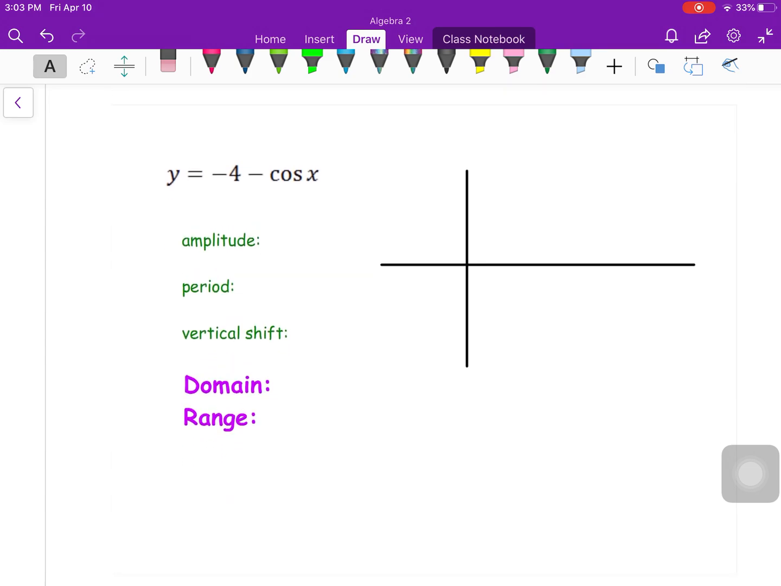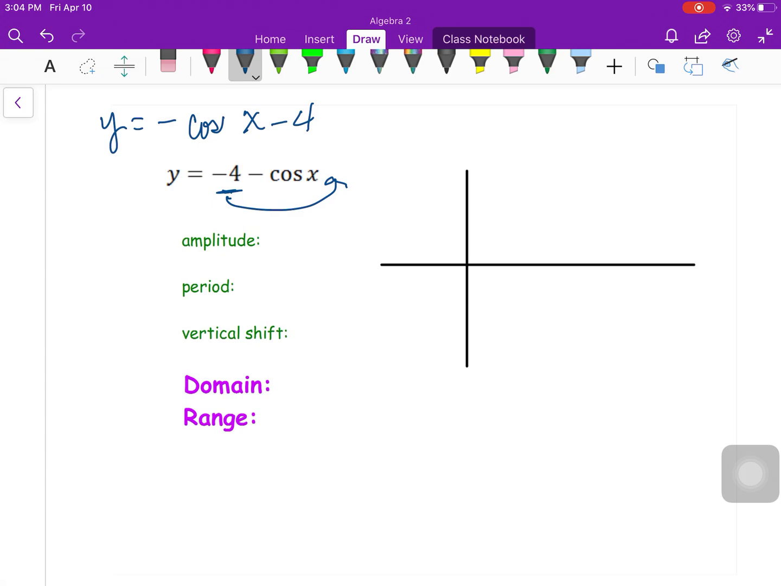Okay, let's try another graph. Y equals -4 minus cosine x. I just want you to know that these graphs could be written as y equals negative cosine x minus 4. So they could have the trig function first and then that number last. So this can actually be moved back here sometimes as well.